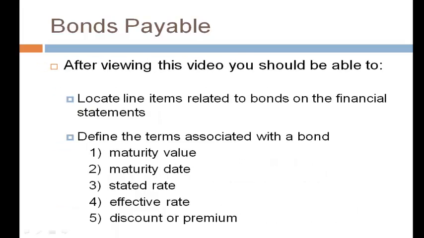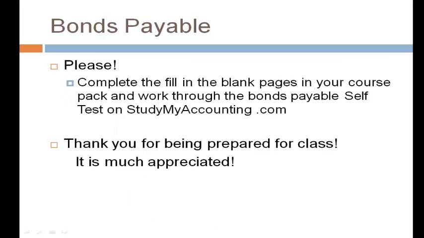After viewing this video, you should be able to locate the items on the financial statements related to bonds. You should also be able to define the terms associated with the bond, such as the maturity value and the maturity date, the stated rate and the effective rate, and when a discount or premium occurs. This concludes our overview of bonds payable. In the next video, we will discuss how bonds are accounted for and reported.